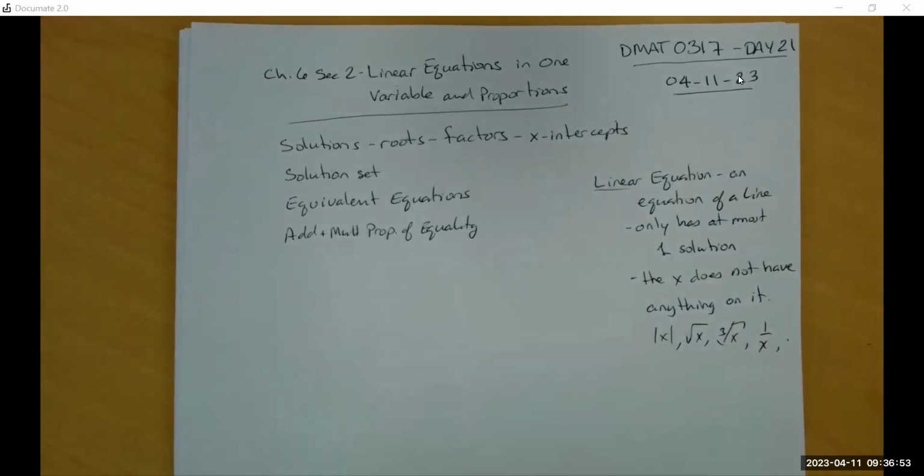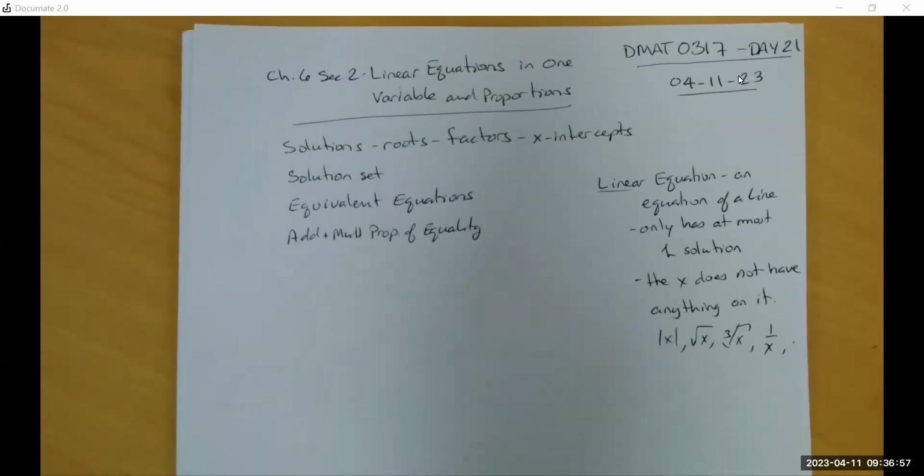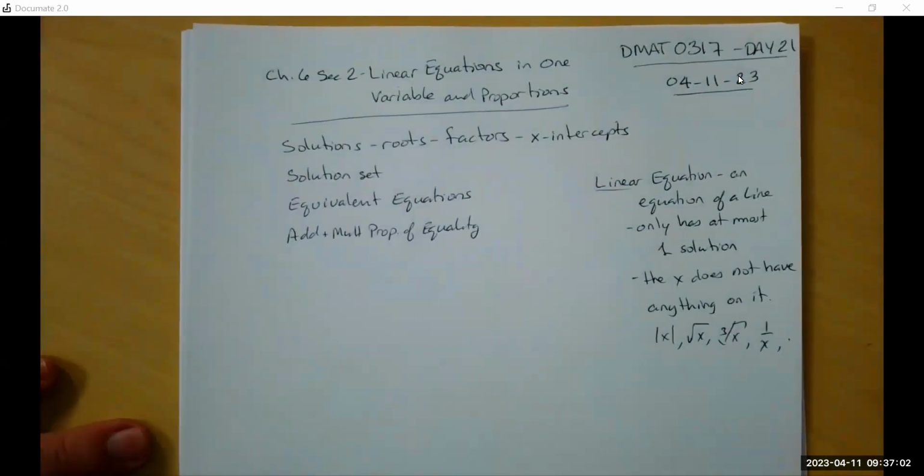If you guys want to, you can turn the light off if it makes it easier to see. Just press it. Is that better?